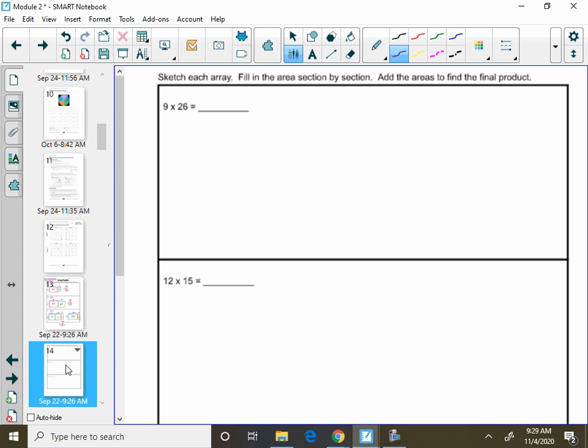9 times 26. Are we ready? Is that what everybody's second page says? 9 times 26. All right, let's go ahead and do 9 along the side, and 26 across the top. I am not going to do it in both ways, both times, I don't think.